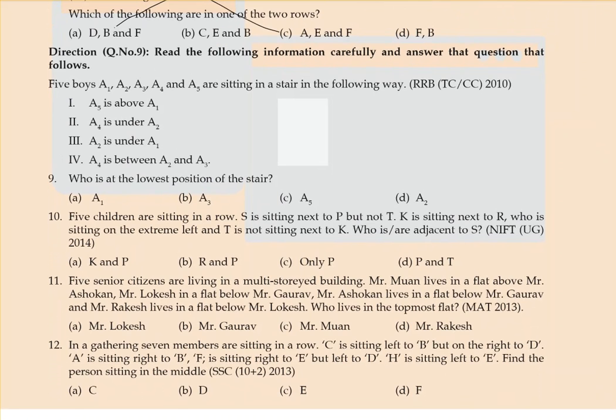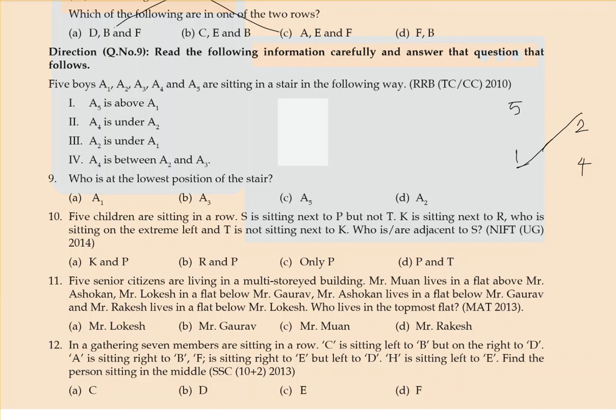5 boys A1, A2, A3, A4, A5. For the sake of simplicity, we will treat them like 1, 2, 3, 4, 5. A5 is above A1. That means 5 is above 1. A4 is under A2. 2 is above 4. A2 is under A1. So this goes like this.